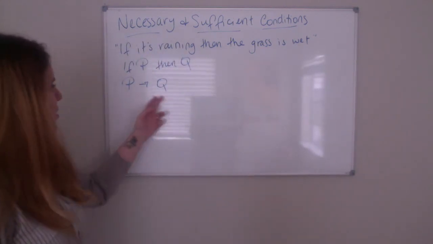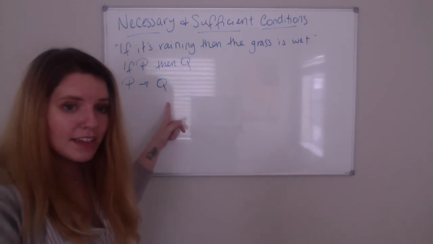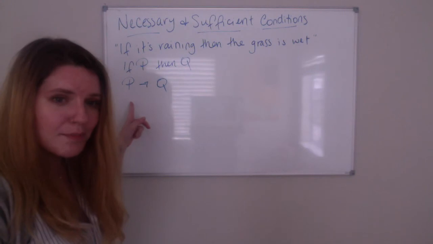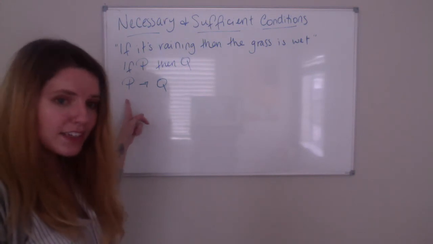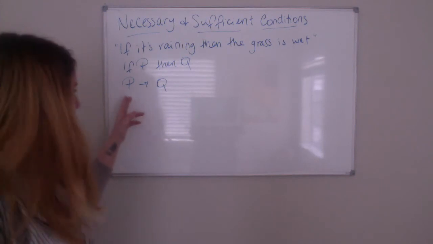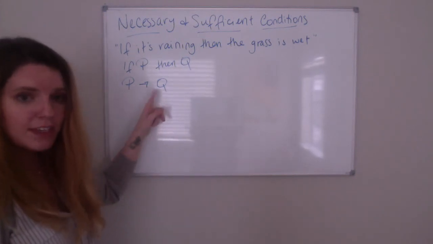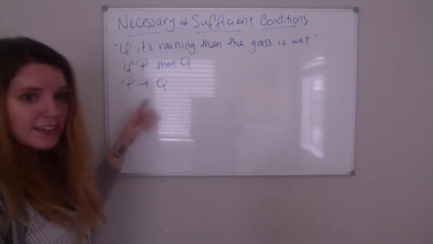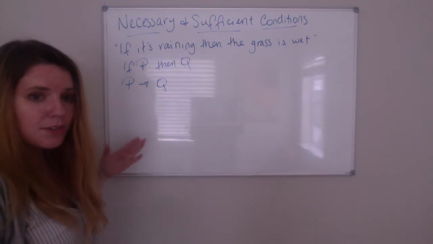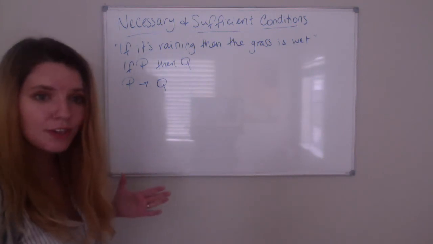Okay, so we know that the antecedent is a sufficient condition, and we know that the consequent is a necessary condition. But what happens if it just so happens that P is not only a sufficient condition for Q, but a necessary condition for Q? Well, if P is a sufficient condition for Q, then we're good here. We have it written out in this conditional that tells us that, yeah, P is a sufficient condition for Q. What should we write to illustrate that P is also a necessary condition for Q?